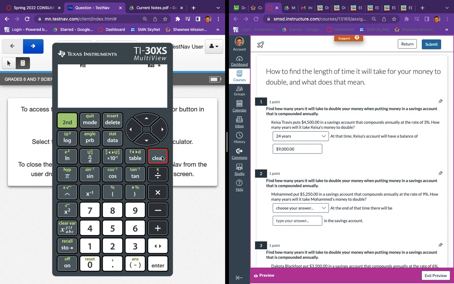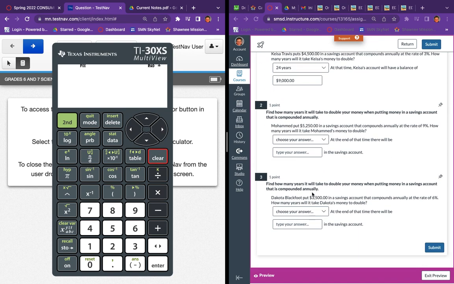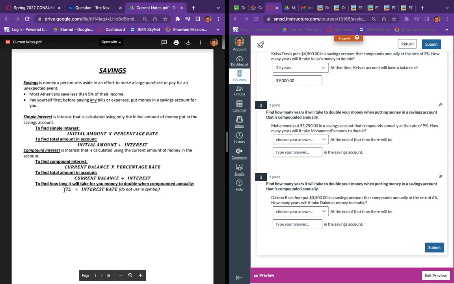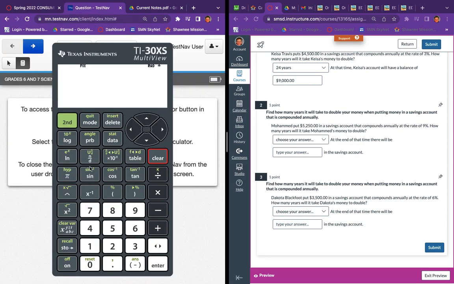So when we go to do the next problem, it says Mohammed put $5,250 in a savings account that compounds annually at a rate of 9%. How many years will it take for Mohammed's money to double? So how many years it will take, the rule says 72 divided by the interest rate. So we're going to go 72 divided by, and we're going to check over here, the interest rate is 9. So we're going to use 9.